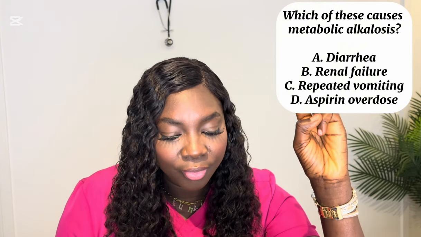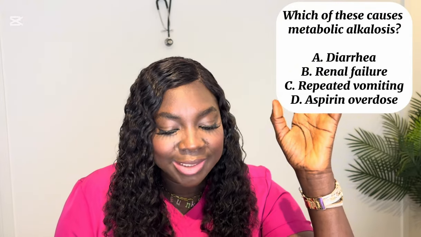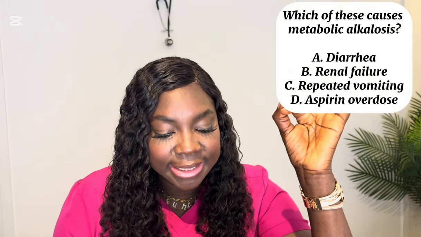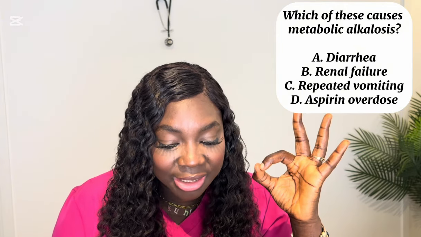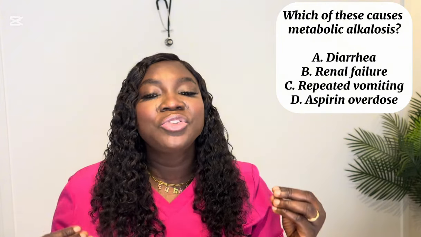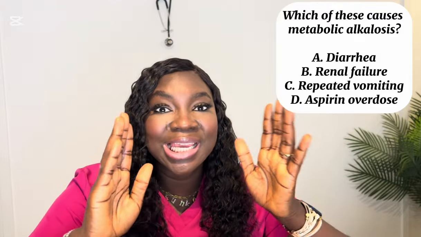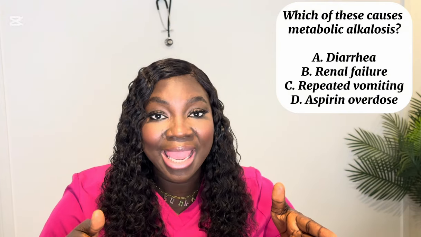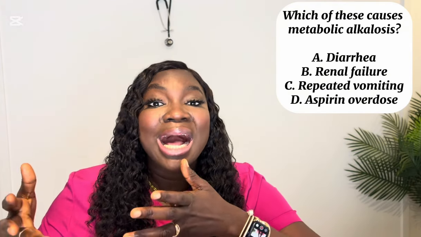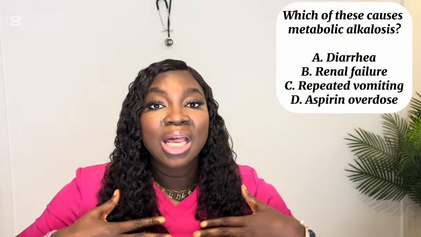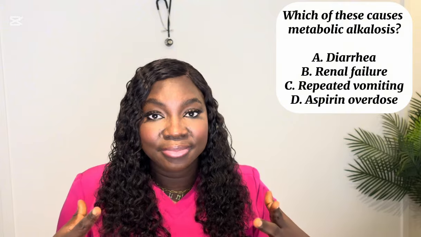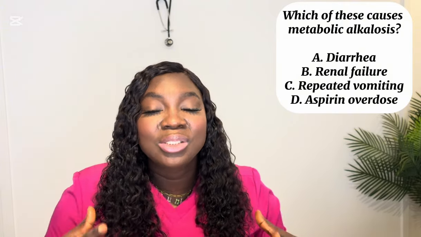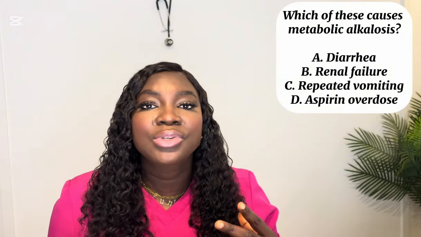A, diarrhea. B, renal failure. C, repeated vomiting. And D, aspirin overdose. The right answer is repeated vomiting, C. I have just explained to you that when someone vomits, they are vomiting out all the gastric content in the stomach, and that will put the body in a state of metabolic alkalosis, because all the acid is gone. Now the blood is basic. What is left is the base, alkaline. So that will put the body in metabolic alkalosis.